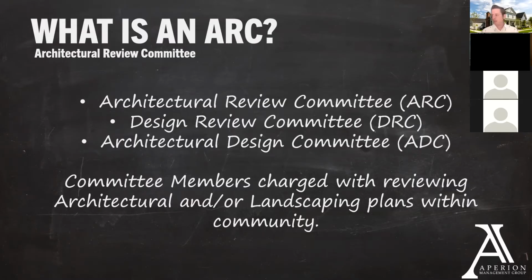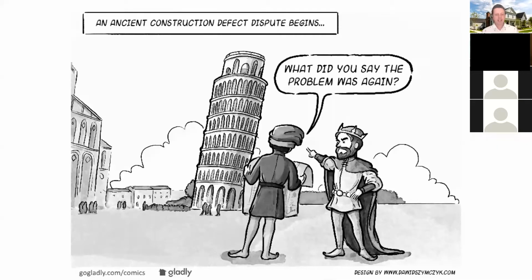Here's an ancient example of architectural review and why a committee is going to be really important to the surface of your community. This is an ancient constructural defect dispute begins with the Leaning Tower of Pisa here.